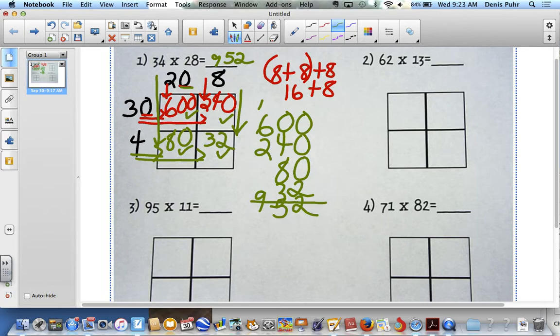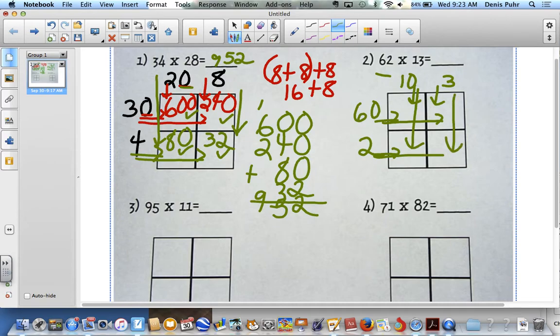Okay, if you think you know what you're doing, go ahead and click pause. Try the next one. Welcome back. Okay, first thing we're going to do is take 62 and write it in expanded form. That's 60 plus 2. You don't have to put the plus sign. The 13 in expanded form. It's 10 and 3. Then you're going to multiply. So again, these two are multiplied. Then I'll multiply the 60 and the 3. Then I'll multiply the 2 and the 10. Then I'll multiply the 2 and the 3.